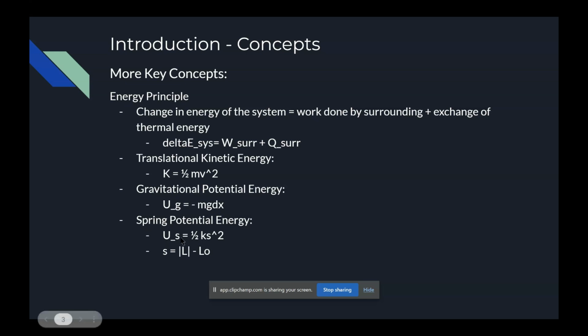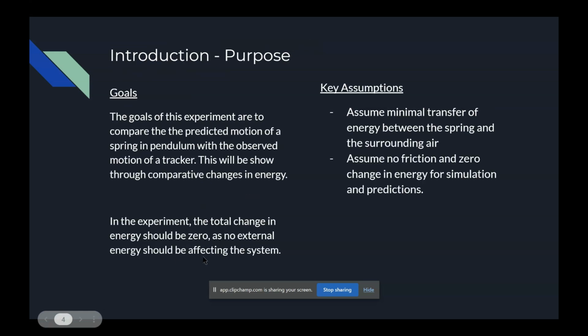Spring potential energy is 1/2 ks squared. Here k is the spring constant, and s is the extension of the spring, its length minus its resting length, basically. So the goals of the experiment are to compare the predicted motion of a spring pendulum with the observed motion. This will show comparative changes in energy. So the change in energy should be 0.